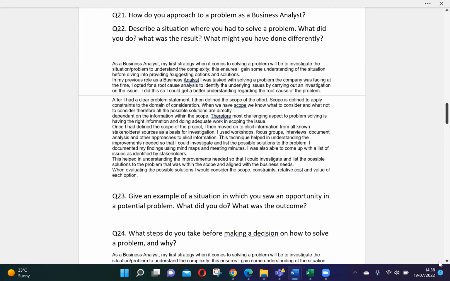Okay, that's fine. So what you have written is: as a business analyst, my first strategy when it comes to solving a problem will be to investigate the situation to understand the complexity. This ensures I gain some understanding of the situation. The first paragraph you don't have to write. The question clearly states to describe a situation where you had to solve a problem. So you'll start from there.